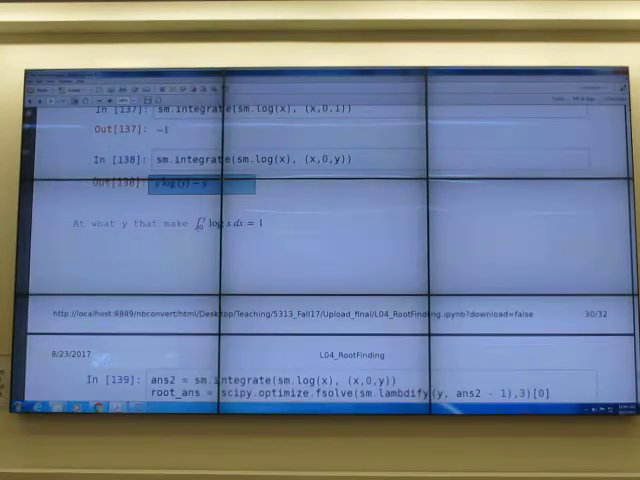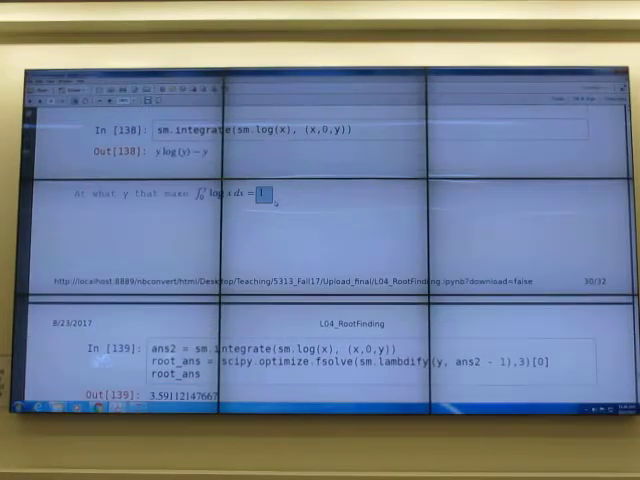So I have a question: integration from 0 to what value of log x dx will make the area equal to 1? How do I do that? Okay. You can integrate it by hand. Once you integrate it by hand, you can use the Newton method. Okay, or you can use fsolve. That's not what I am trying to tell you.